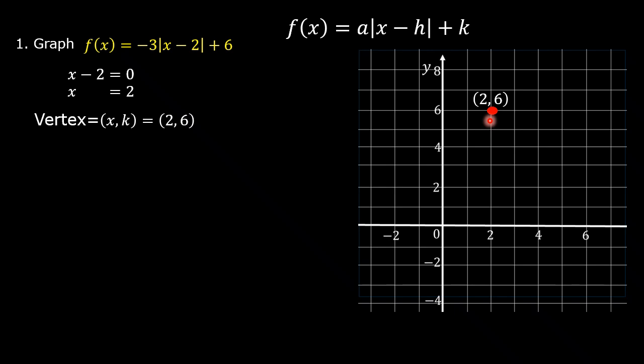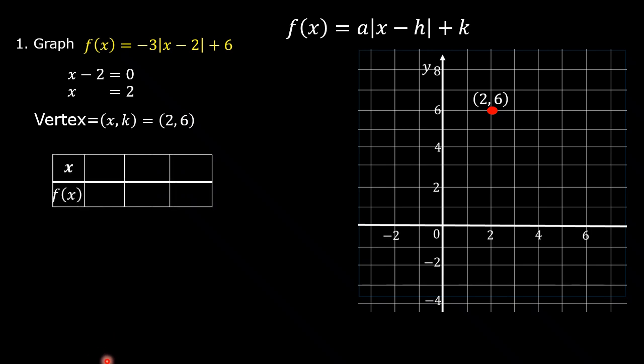Next, we are going to assign values to x and then find the corresponding values of f of x. We are going to assign at least one value that is less than the x-coordinate, that is less than 2, and at least one value that is greater than 2, the x-coordinate of the vertex. Let us construct first a table of values.